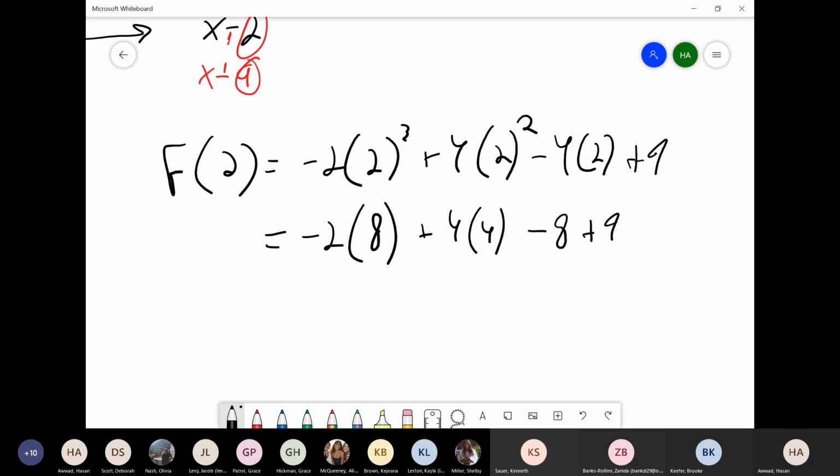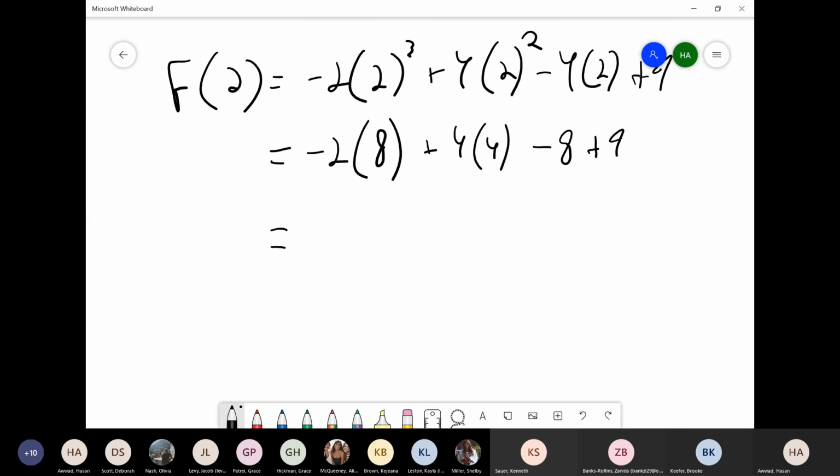All I did is, 2 cubed is 8, 2 squared is 4, and we're still good to go, right? Yep. Okay. And now we have negative 2 times 8, which is negative 16. Positive 4 times a positive 4, which is a positive 16. And then negative 8 plus 9. Now we have negative 16 and positive 16, which cross out to give me 0. And negative 8 plus 9 is the same thing as 9 minus 8, which should give me 1. Got it. Thank you. Yep, you got it.